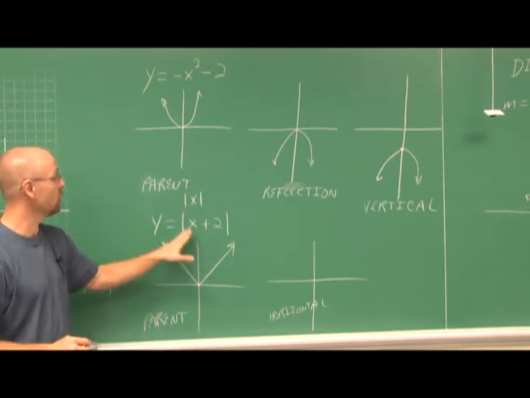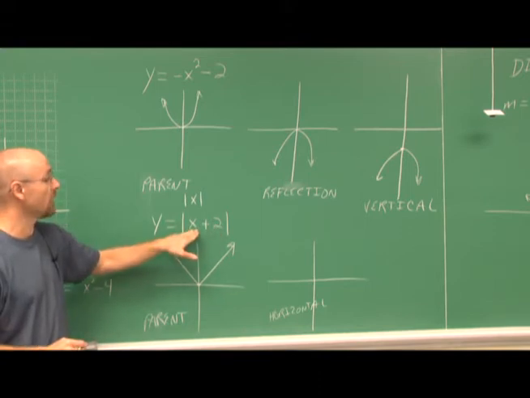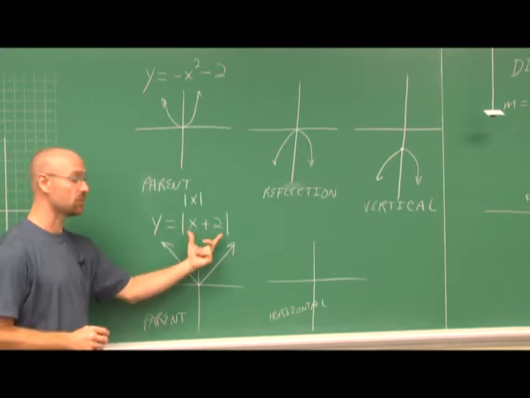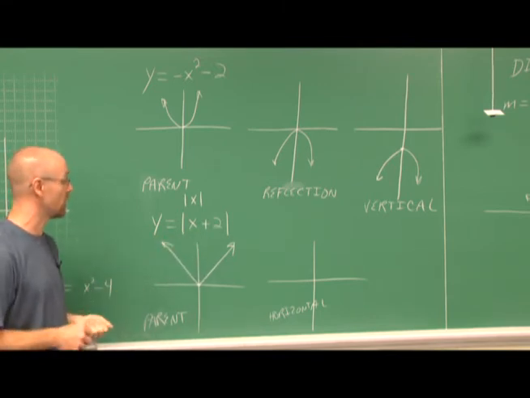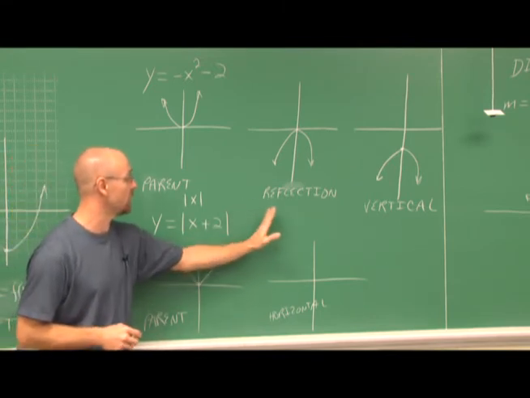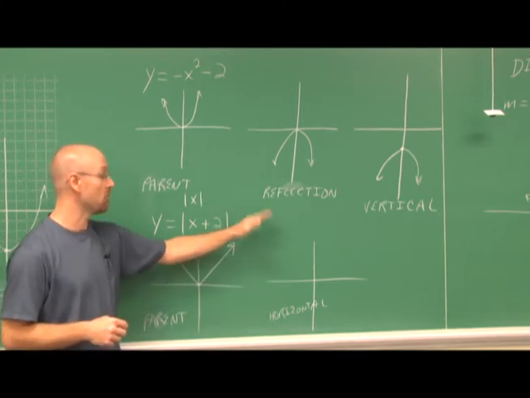Now, if we look here, what are we doing to this function? Well, we're going to add 2 to the x value. It's within these grouping symbols. This is the same as an h. So it is a horizontal shift. If there was something out here, maybe plus 2 or minus 2 or some other number, that would be a vertical shift.